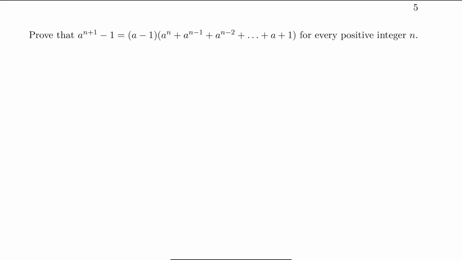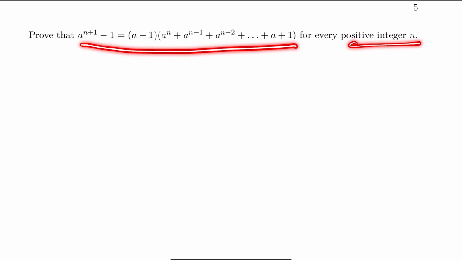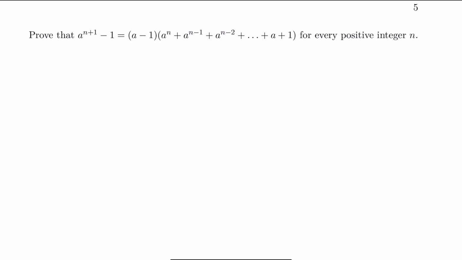In this video, we are going to prove that a to the n plus 1 minus 1 equals a minus 1 times a to the n plus a to the n minus 1 plus a to the n minus 2 and so on, all the way to a plus 1, for every positive integer n. So we are going to use the principle of mathematical induction to show that this equation holds for every positive integer n. Now let's get started.